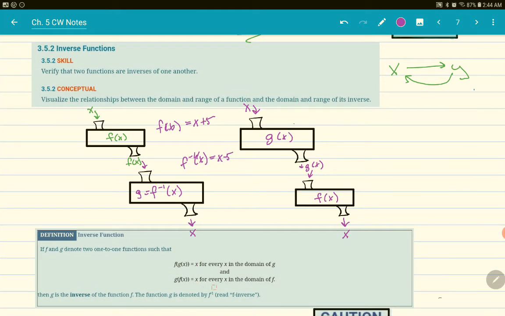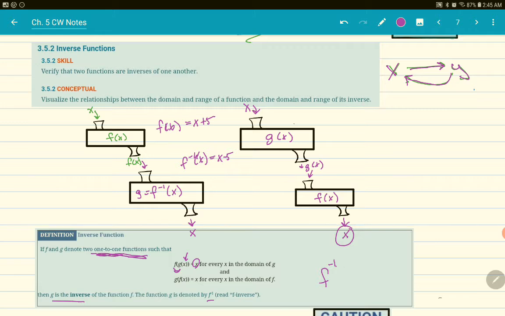Okay, so that's our definition of inverse right here. If f and g denote two one-to-one functions, so they have to be one-to-one, because remember, in the top right corner here, our function goes from x to one unique y, and y goes to one unique x. We have to have that situation before we can make sure we get that one unique x back out of the second machine. So it has to be a one-to-one function. And then the functions undo each other. So whatever I put into both machines is what I get out. Then these are inverses of each other, and we denote it with f with the superscript -1.